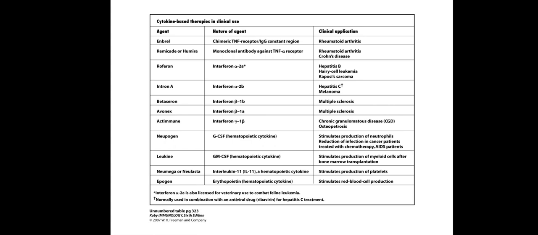Apart from this, various genetically engineered cytokines are used on various diseases such as rheumatoid arthritis, hepatitis, leukemia, sarcoma, osteopetrosis, etc. It is also used for production of myeloid cells after bone marrow transplantation, for stimulating platelet and RBC production.